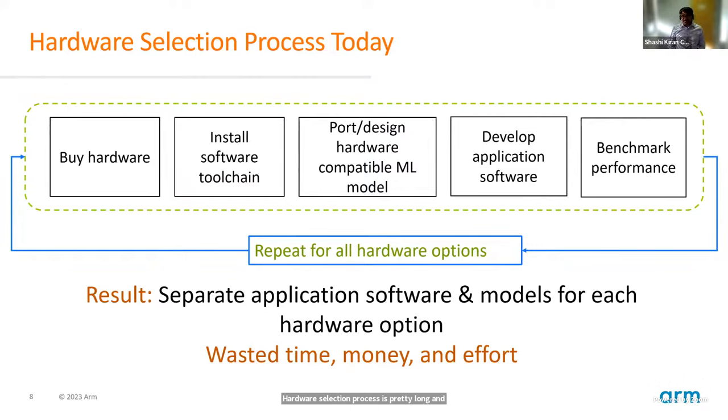People have to buy the hardware. They have to install all the software tools that come with this hardware. They have to port or design models that are compatible with this hardware, write the application software, benchmark this performance, and they have to repeat these steps for all the hardware options that they want to consider. This results in basically not only separate application software and models for each hardware option, but the amount of time it takes to do this process leads to a lot of wasted money and effort.